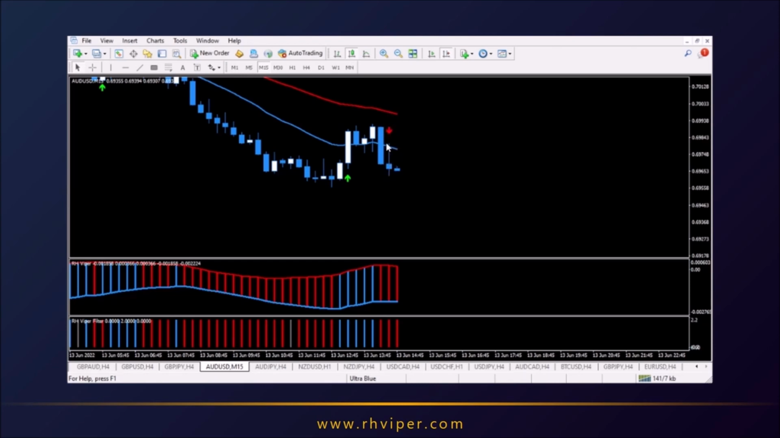We've got the price closing below the blue moving average. We've got the RH Viper histogram is red and the RH Viper filter is also red. So we are going to be placing a short trade right now.